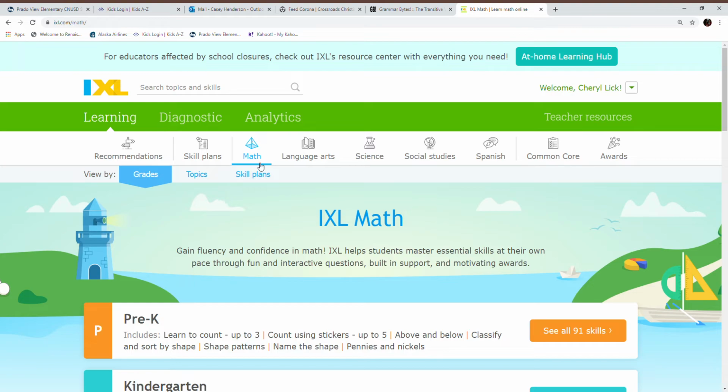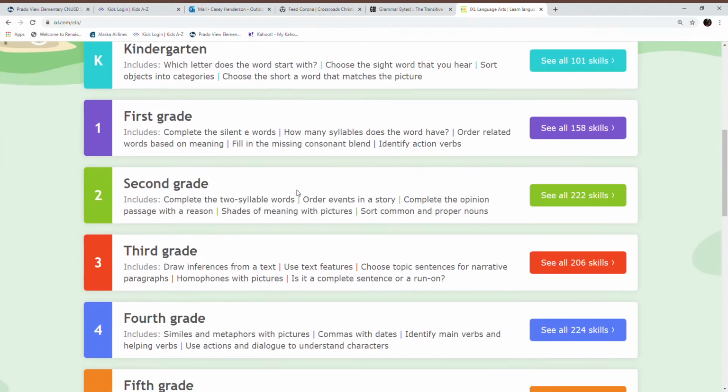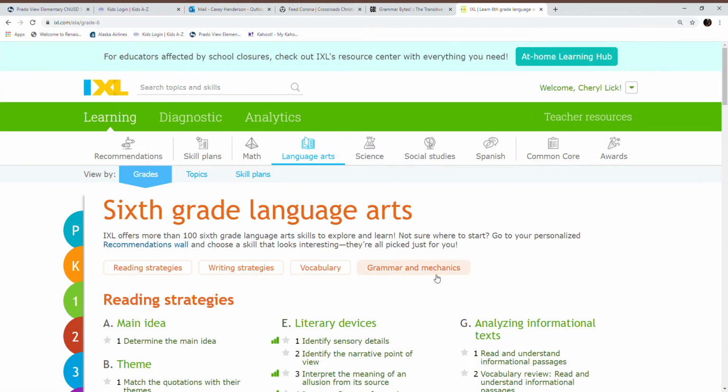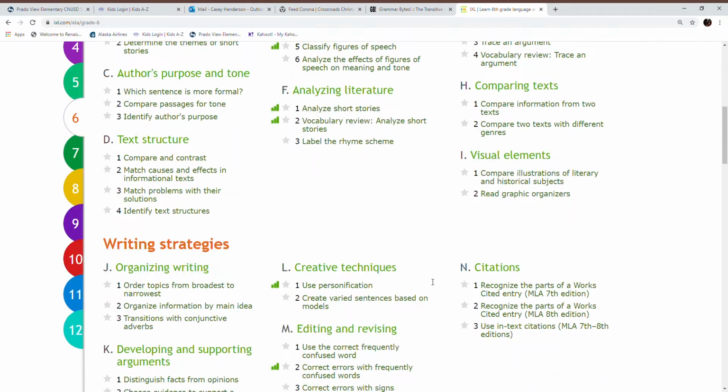All right, so do go to IXL when the lesson's over. You don't have to do it right now because you're going to watch me do it. So at the end of the lesson, you're going to go to IXL and you're going to go to Language Arts, of course. 6th grade, and then you're going to go down to BB2.